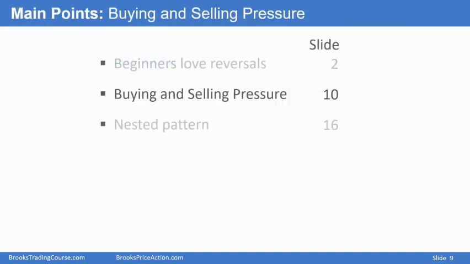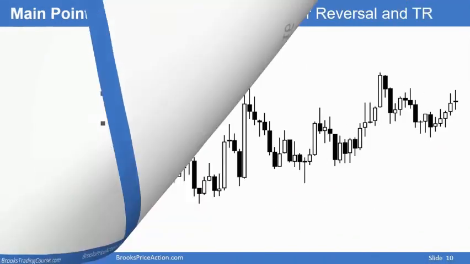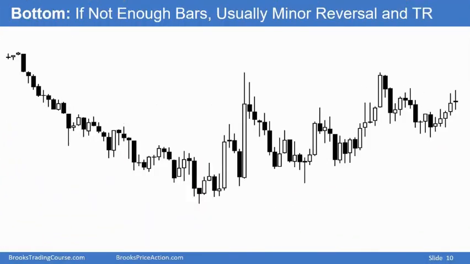I want to talk a little bit about buying and selling pressure, the earliest signs of whether the bulls or bears will win and create a breakout. If you're looking for a major reversal, that means you're looking for a big move, 2 legs, maybe 20 bars. That usually does not come from a small pattern.